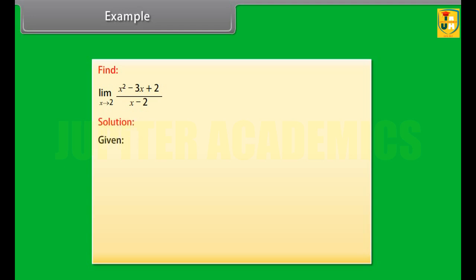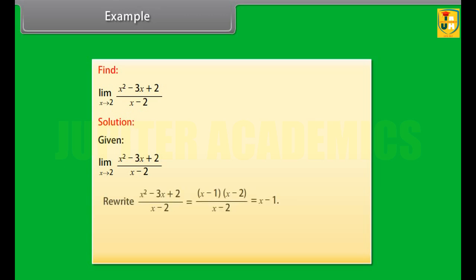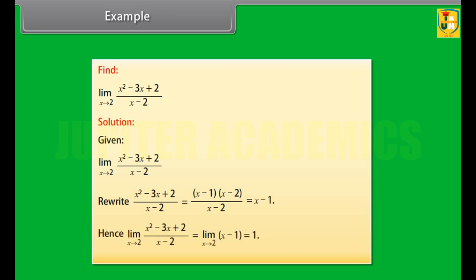Solution. Given limit x tends to 2 of (x² − 3x + 2) divided by (x − 2). Rewrite (x² − 3x + 2) divided by (x − 2) as (x − 1)(x − 2) divided by (x − 2), which is equal to x − 1. Hence, limit x tends to 2 of (x² − 3x + 2) divided by (x − 2) is equal to limit x tends to 2 of (x − 1), which is equal to 1.